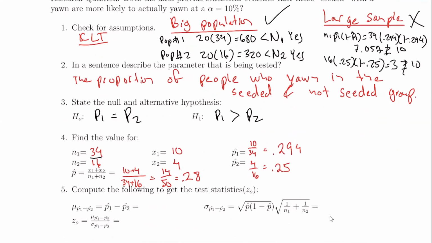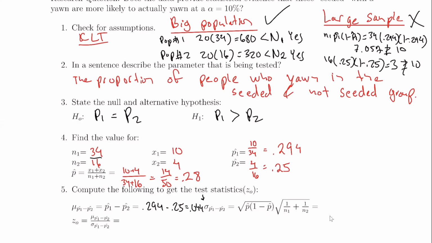All right, so up next, I'm going to go ahead and do step number 5. Step number 5 is a process that you need to do in order to get the test statistic, which you were quizzed on today. So let's do p-hat 1 minus p-hat 2. That's going to be 0.294 minus 0.25. That would give you 0.044. So that's how much of a difference that we have. We have a 4% difference between p-hat 1 and p-hat 2. So we want to see if that's significant.